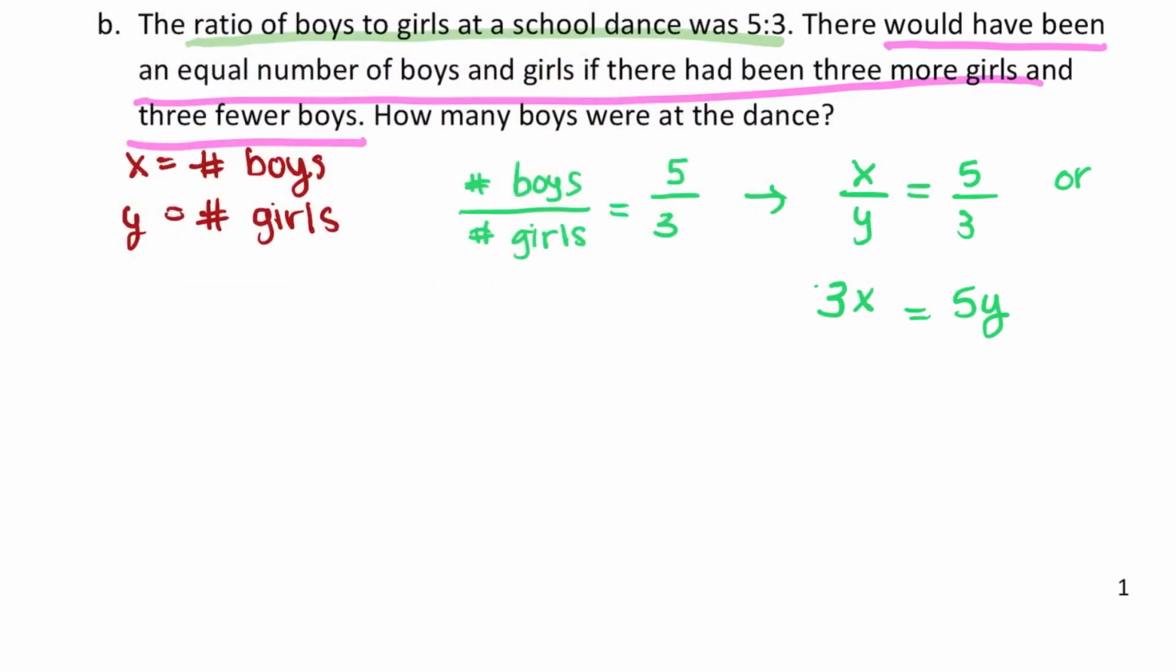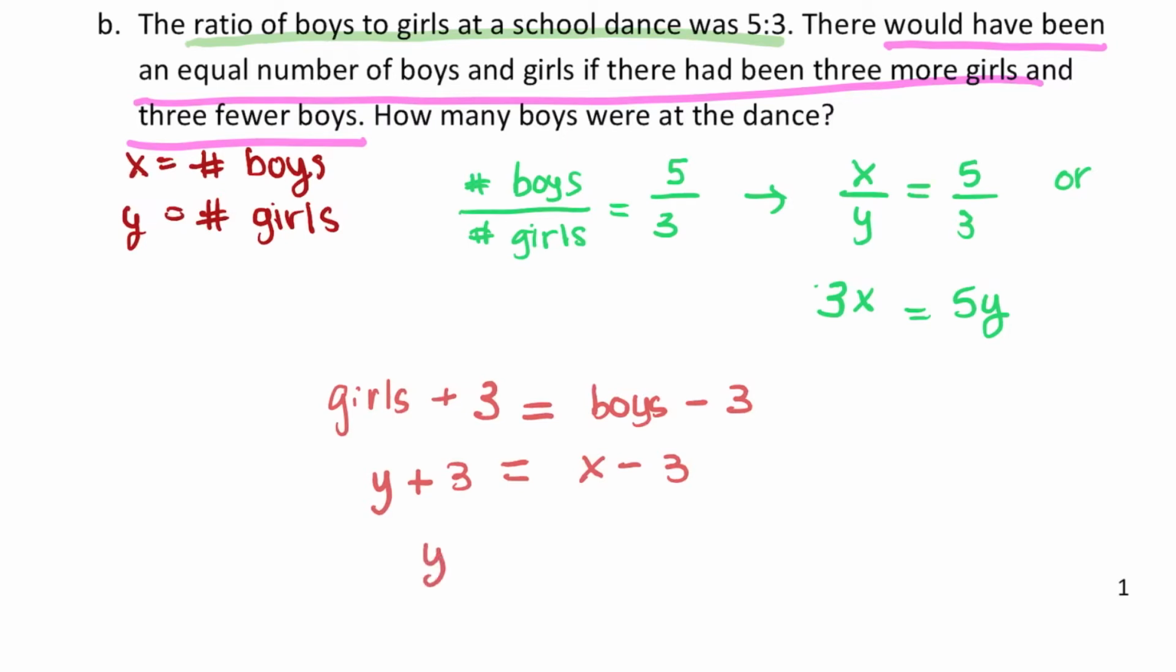Another piece of information we have is the number of boys and girls would have been equal if we had 3 more girls and 3 fewer boys. So again, there's a lot of different ways you could think about that piece of information. I'm going to think, well, if I added 3 more girls and took away 3 boys from the current number, then they'd be equal to each other. So y plus 3 equals x minus 3. You could also look at that though and think like, well, there's a difference of 6 between those, with there being 6 less girls than there is boys. Or you could think there's 6 more boys than there are girls. So just because you have a different equation doesn't mean it's wrong.